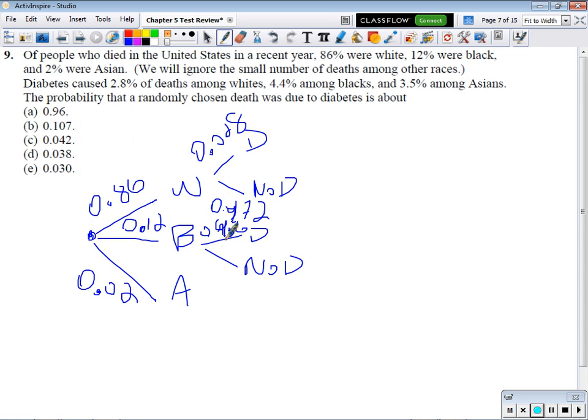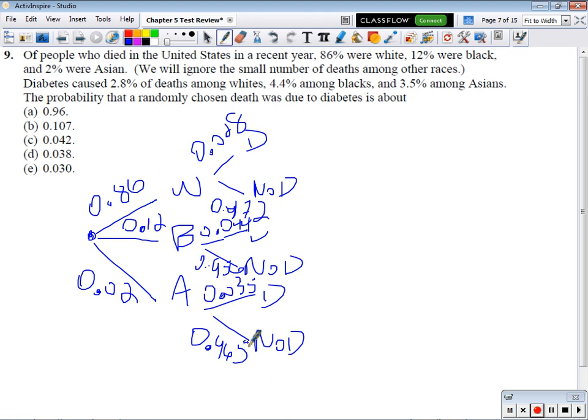And then for here, we have, for Asians, this would be, let me fix that real quick. This would be 0.044 right here. This would be 0.956. And then for Asians, we have 3.5%. So this would be death, no death. This would be 0.035. And then this would be 0.965.